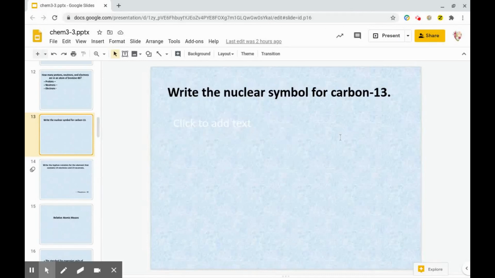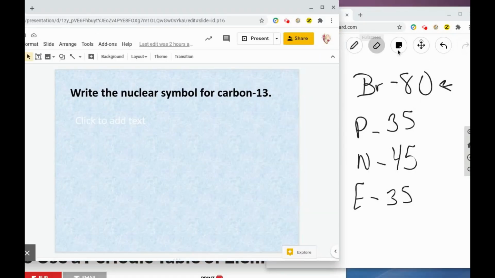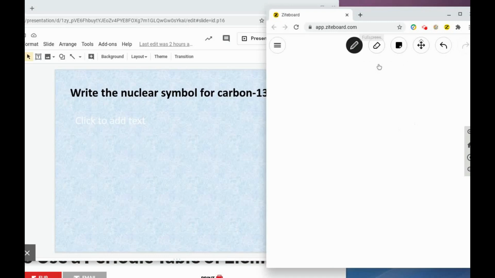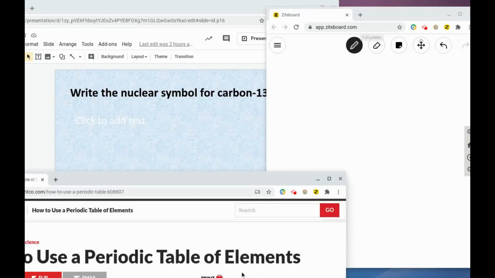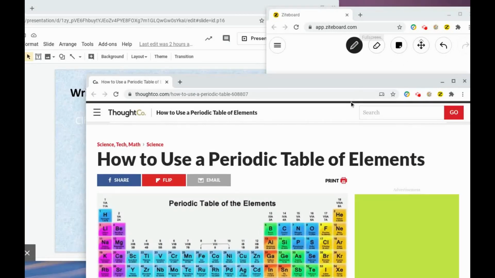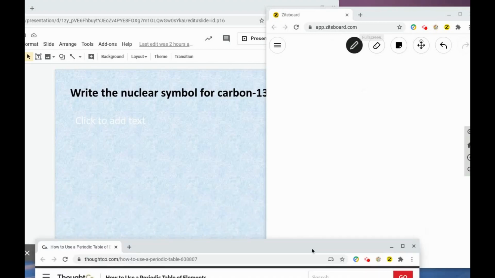In this sample, we're going to look at writing the nuclear symbol for carbon 13. So I will first need to find the symbol for carbon. And if I look on the periodic table, carbon is C, and it has an atomic number of 6. So my nuclear symbol is going to have a C with a 6 on the bottom, and then that 13, which is the mass number, goes on the top.